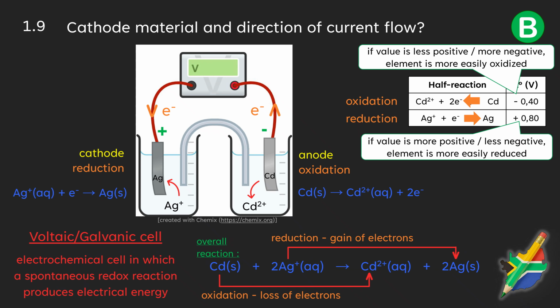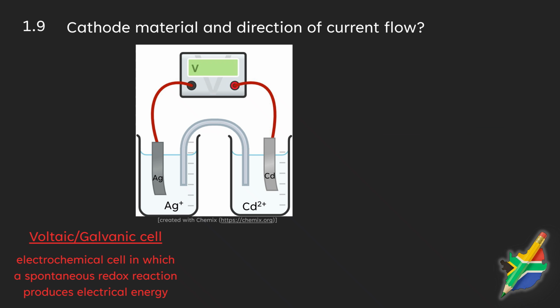Question 1.9. Here we are given a galvanic cell and we need to deduce the material the cathode is made from, as well as the direction in which the current flows. A galvanic cell, also called a voltaic cell, is an electrochemical cell in which a spontaneous redox reaction occurs, generating electrical energy. In other words, current is produced in the wire. We have two half cells, one with a cadmium electrode and cadmium 2+ ions in solution, and the other with a silver electrode immersed in a solution of silver 1+ ions.